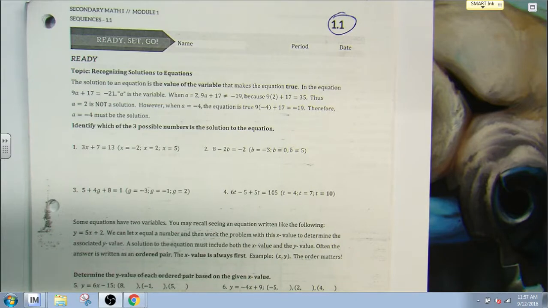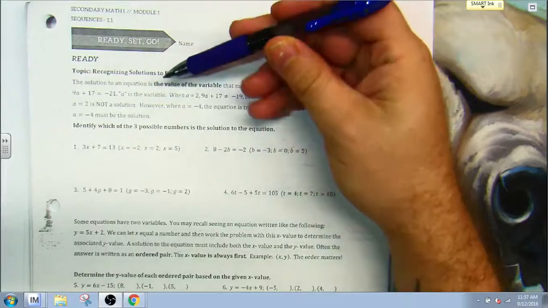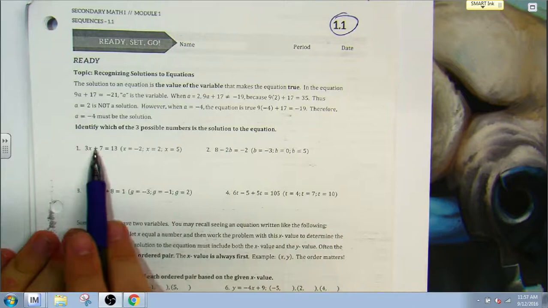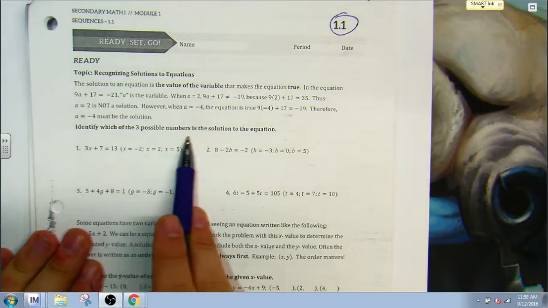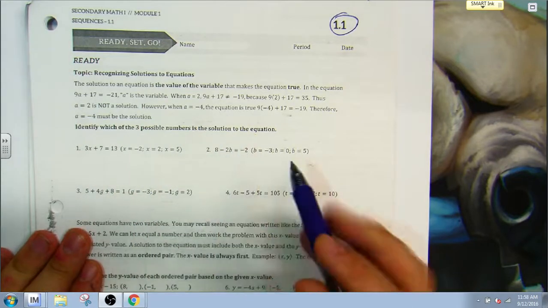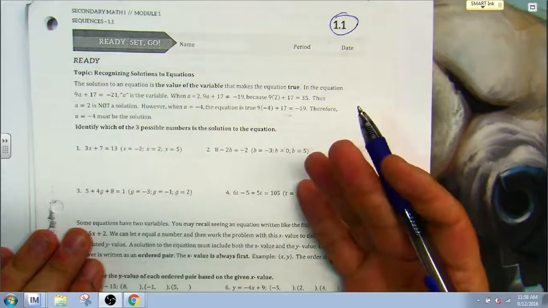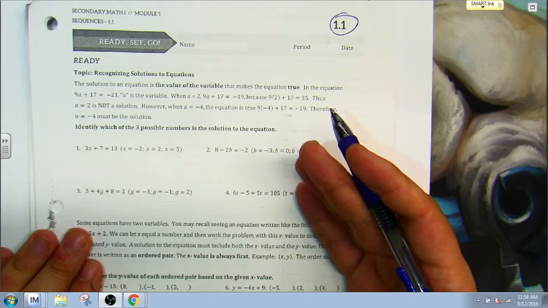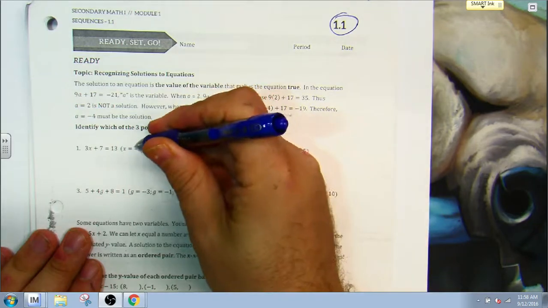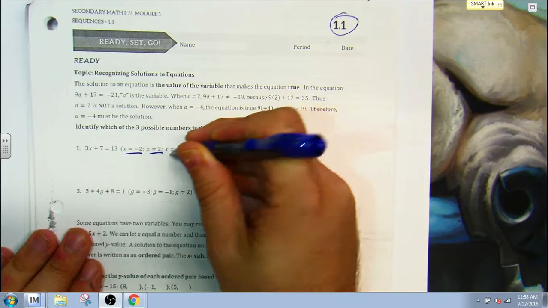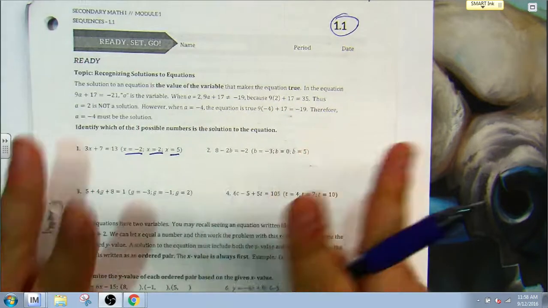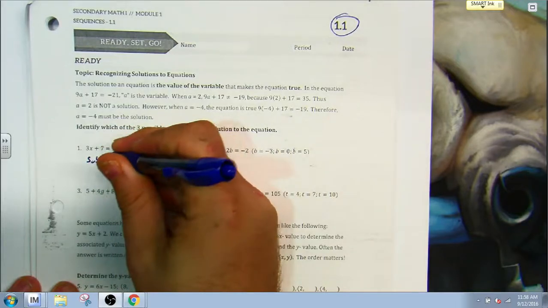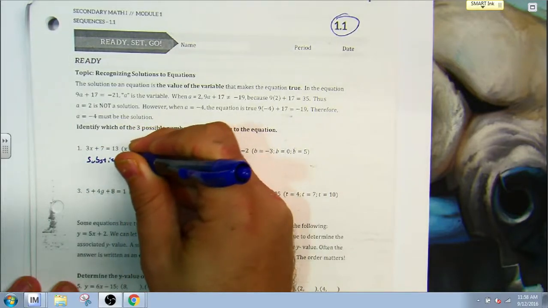I'm going to start with the first building block that we see, and that's working with equations. Let's look at this first section. It says to identify which of the three possible numbers is the solution to the equation. To figure out whether one of these is a solution, we take the number that is given to us and we colloquially say plug it in to the equation. What we're actually doing is substituting. That's the fancy math word, substitution.